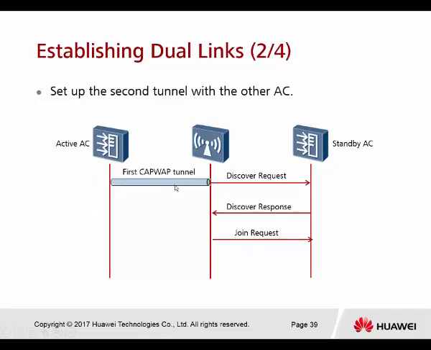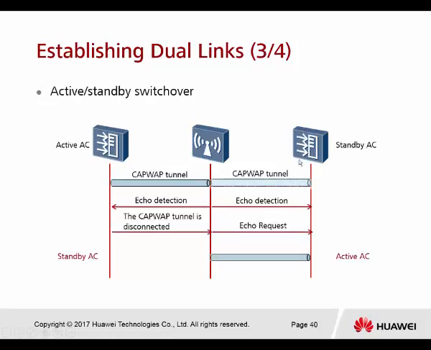Okay, so this one tunnel is already formed. So the AP here will continue sending the discovery request to the standby AC. Okay, active standby switchover. So this is my active CAPWAP tunnel. The AP will periodically send echo detection. Okay, it's like an ICMP packet. It keeps sending to the controller to make sure the link is still established.